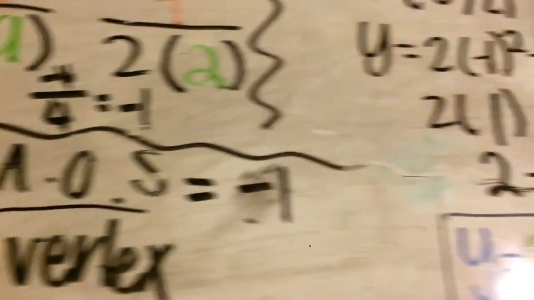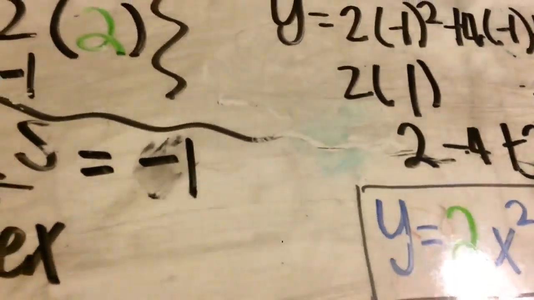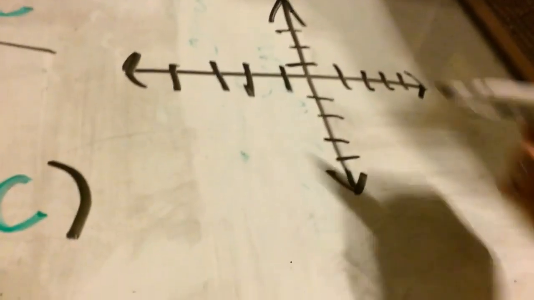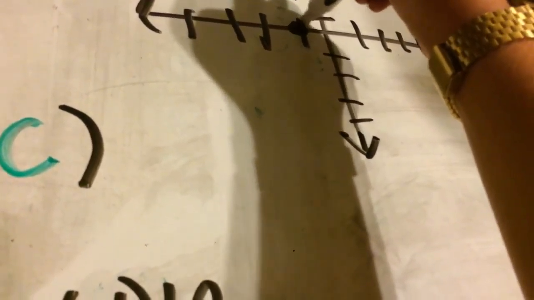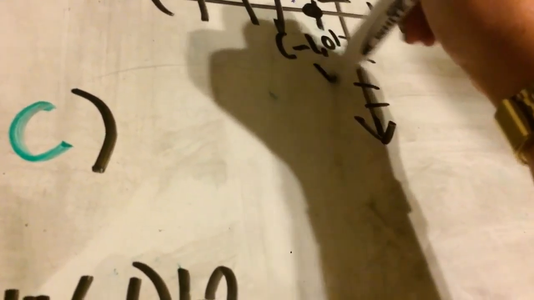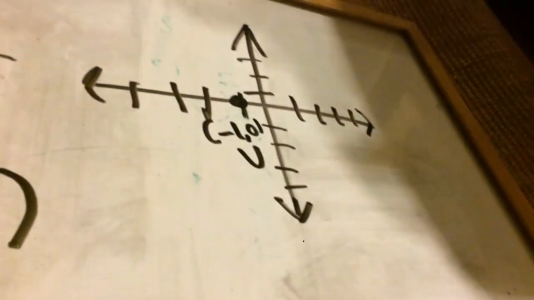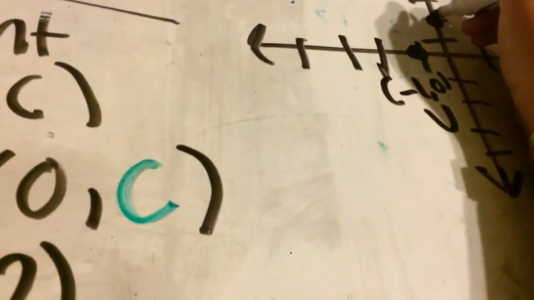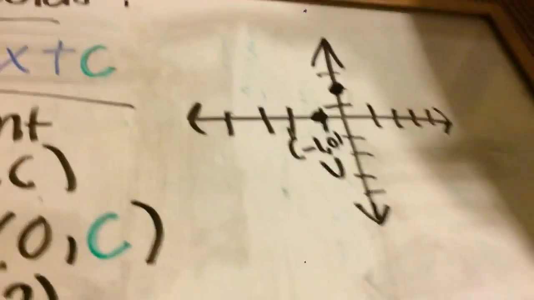So let's graph that. We have our vertex, which is (negative 1, 0). That's our vertex. I'm going to label it B. Our y-intercept, which is (0, c), or (0, 2). And we know that our axis of symmetry is negative 1, which is a straight line.